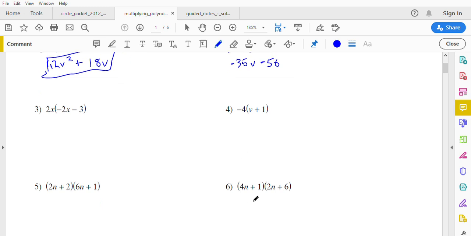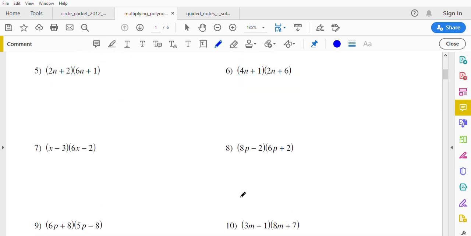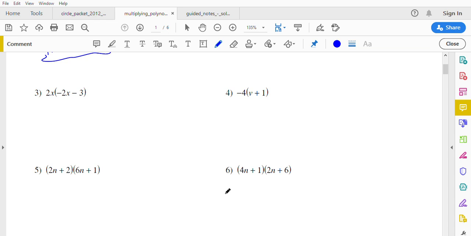So we'll do one more of those, and then we'll start taking a look at some of the more advanced ones, okay? So 2x times negative 2x plus 2x times negative 3. Well, 2x times negative 2x, well, 2 times 2 is 4, right? But that's positive and negative. And I have 2 x's.